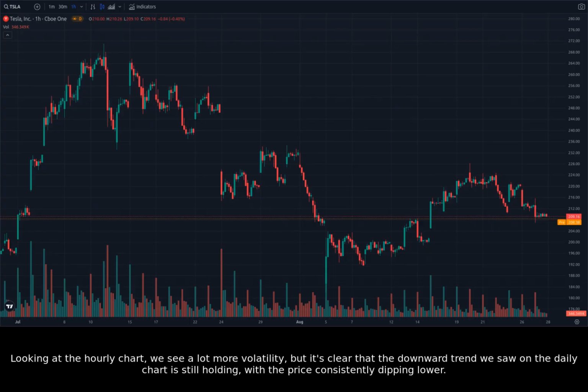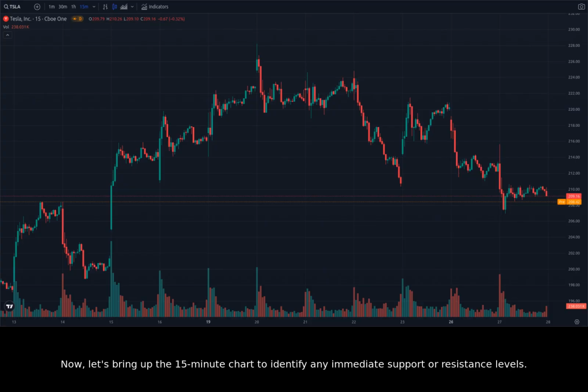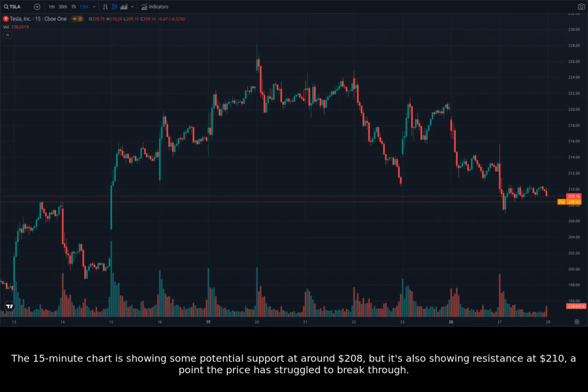Looking at the hourly chart, we see a lot more volatility, but it's clear that the downward trend we saw on the daily chart is still holding, with the price consistently dipping lower. Now, let's bring up the 15-minute chart to identify any immediate support or resistance levels. The 15-minute chart is showing some potential support at around $208, but it's also showing resistance at $210, a point the price has struggled to break through.